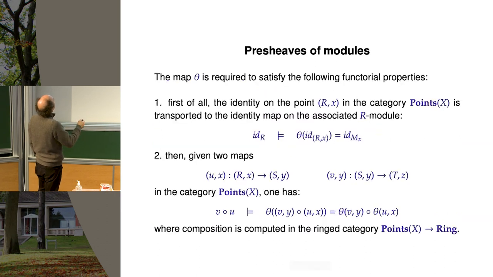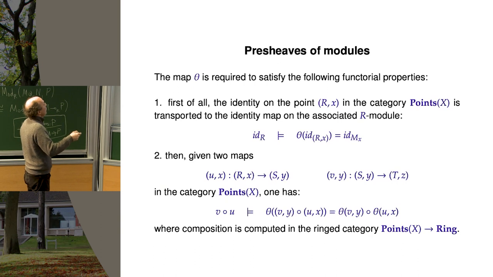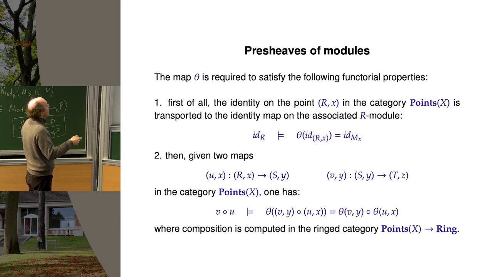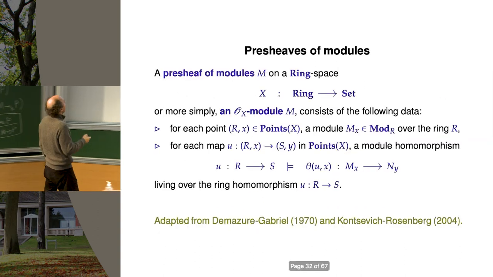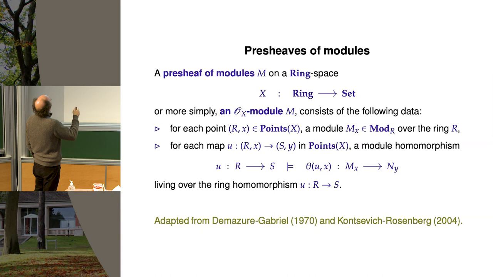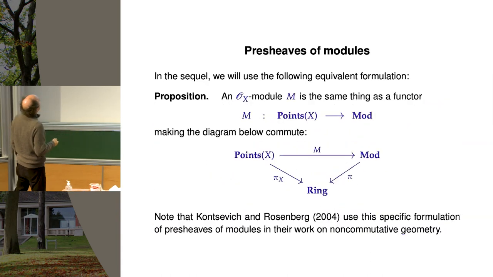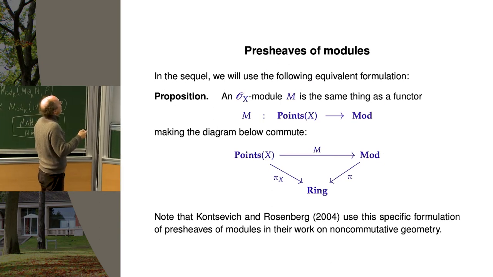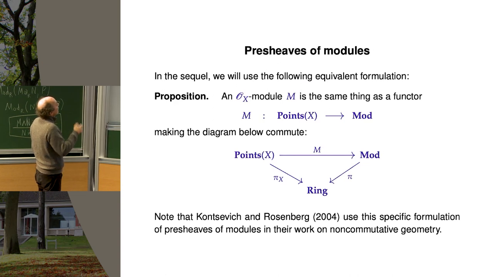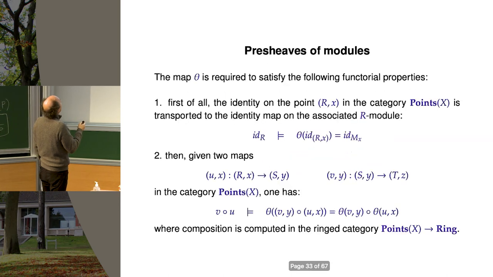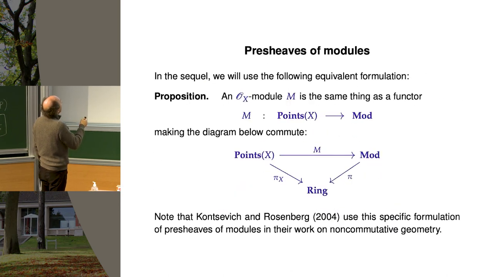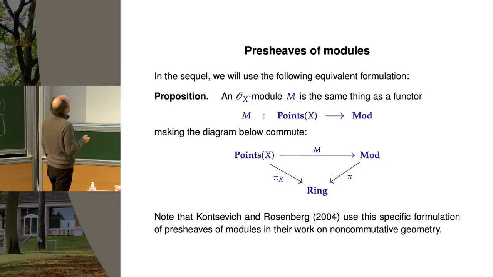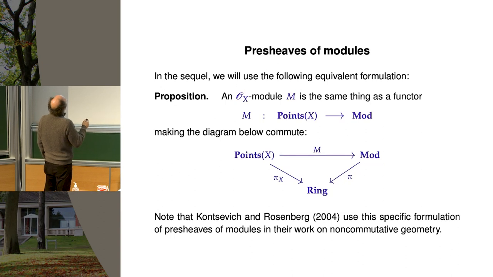We also need that theta satisfies two functorial properties, that identities are mapped to identities, and that we can compose. But essentially, the definition is here, of what is called a presheaf of modules. But a very nice observation that Kontsevich and Rosenberg use in their work is that such a presheaf of modules, which I will also call an OX-module, I will come back to this name, can in fact be seen as a functor from the category of points to the category Mod that I introduced earlier. So it's very simple in a way.